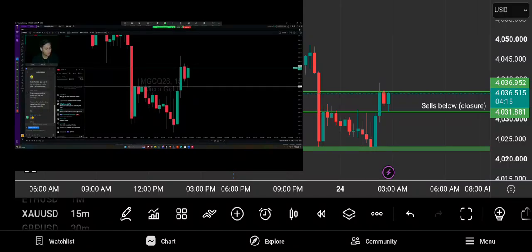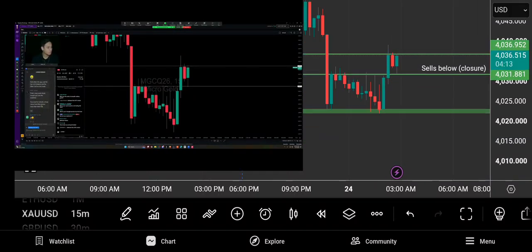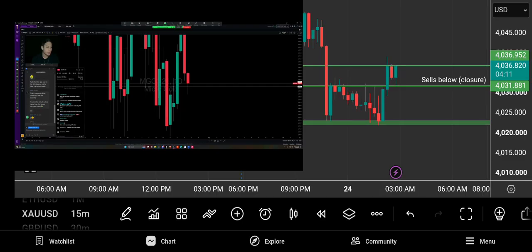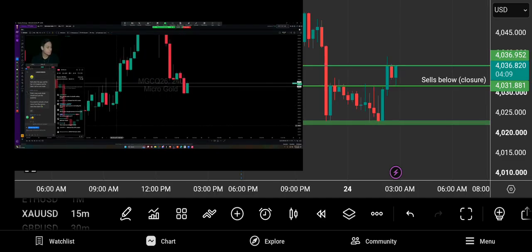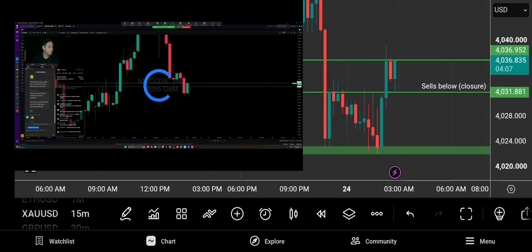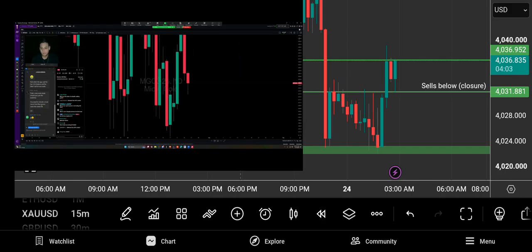Your top profit for this trade. What does price action do at resistance, right? Price action tends to reject. So here's the idea. Let's go through it again.